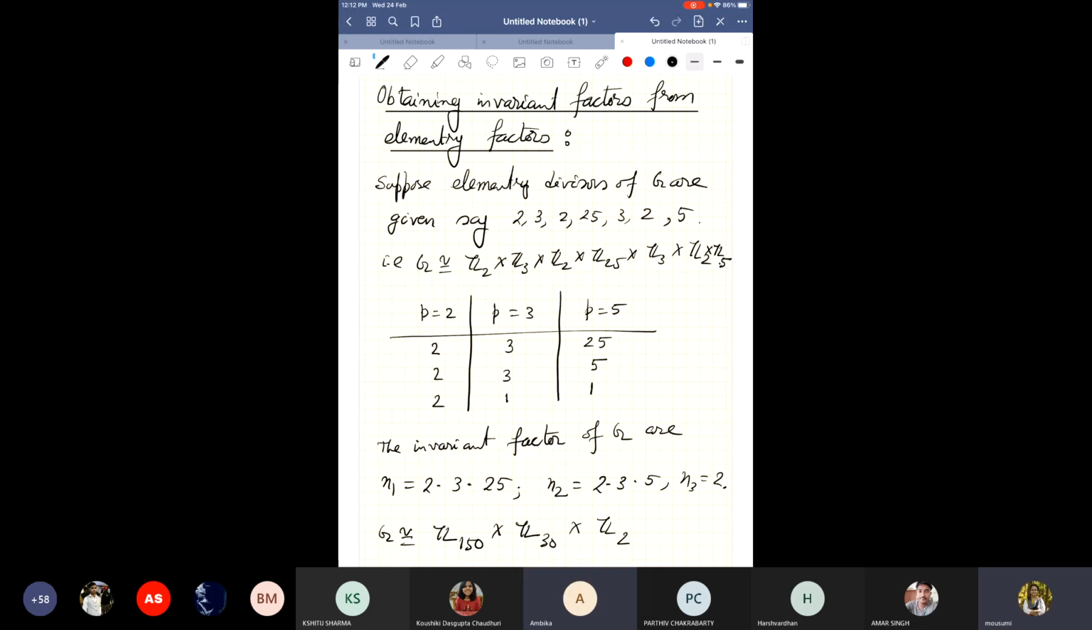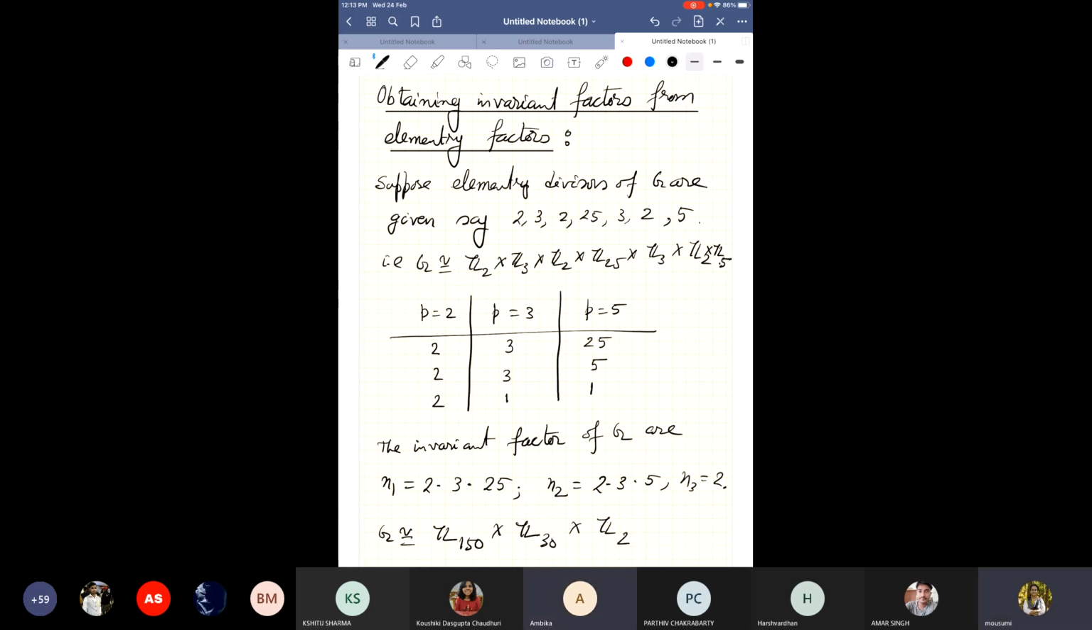Ma'am, actually I want to ask: there was a question in the test similar to this, where we have to find the isomorphism between two groups. Do we have to do that question with invariant factors? You can do that by invariant factors, but as I have not taught you invariant factors till that class test, you can do it without using invariant factors as well.